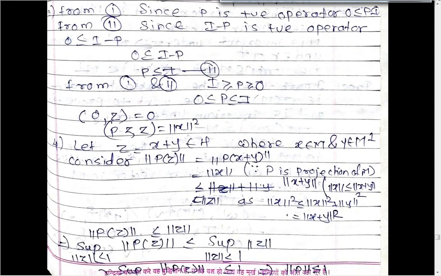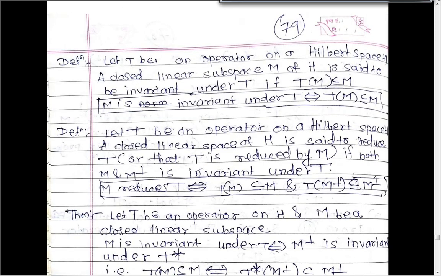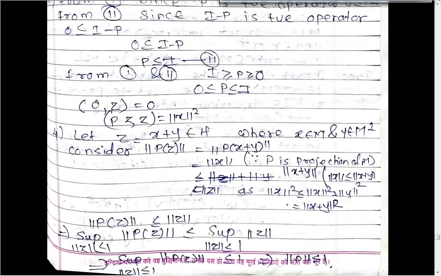So we get the required conclusion that norm of Pz is less equal to norm of z, and if we take supremum, we immediately get that norm of P is less equal to norm of I, which is equal to 1. Okay, so norm of P is less equal to 1. This is what we wish to prove. Thank you.